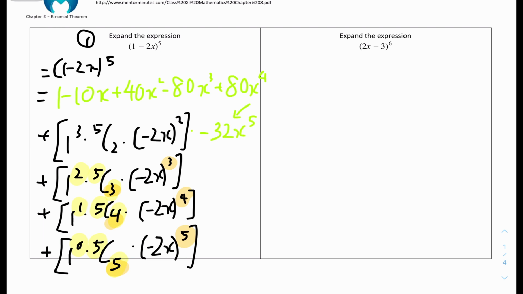So notice how when there's a negative sign right here, it will be an alternating series, like a plus, minus. It's an alternating series.